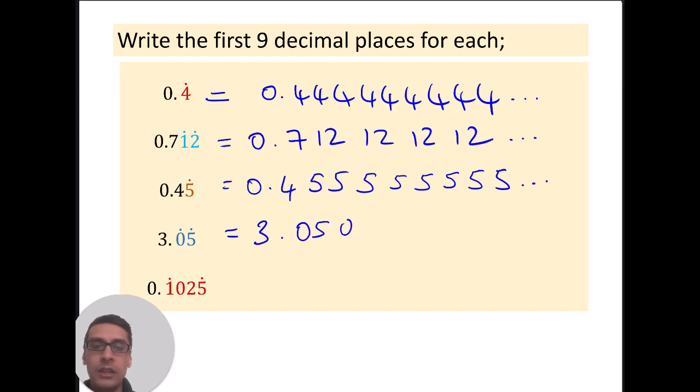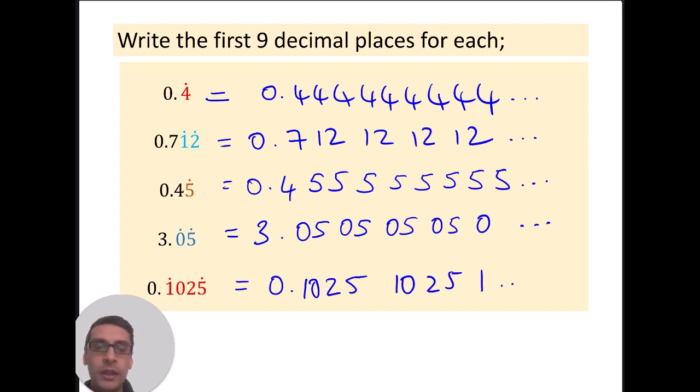For the next question, we're going to get 3.05 recurring. And then so on. And then for the final one, 0.1025, 10251, and then dot dot dot.